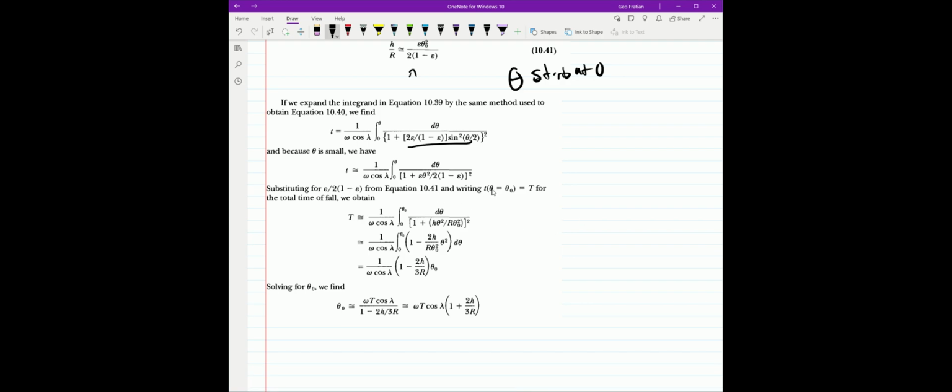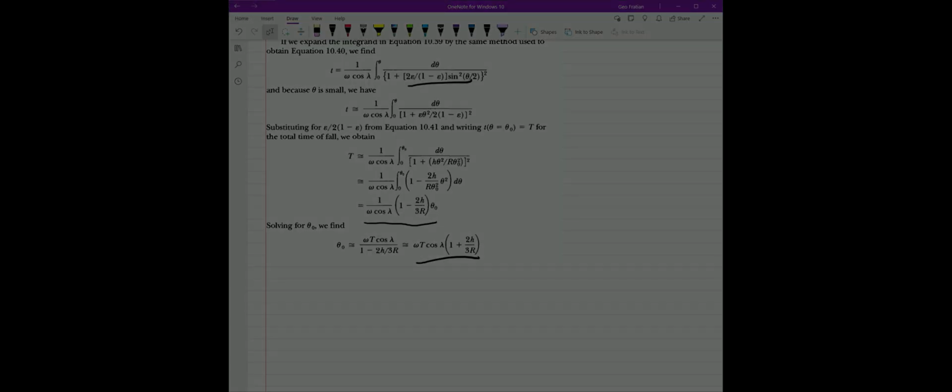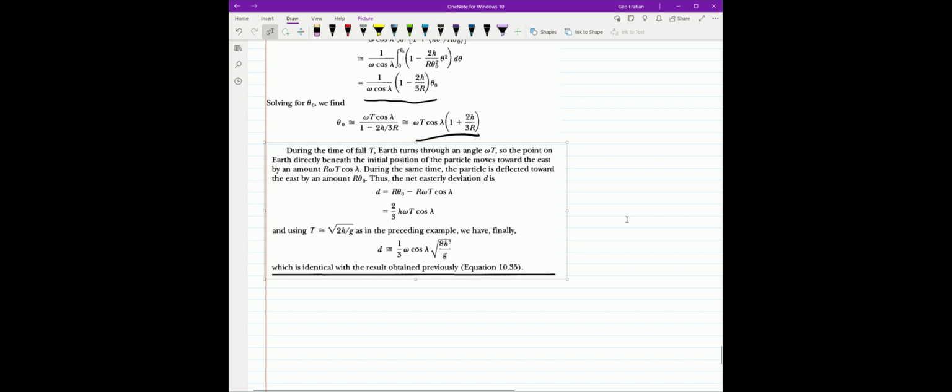And then solving for the total period of time, since we're integrating from 0 to theta naught, we're left with this expression here, 1 over omega cosine lambda, 1 minus 2h over 3R, theta naught, and we can solve for theta naught again, and we get omega t cosine lambda, 1 plus 2h over R. But during the time it takes to fall, Earth turns through an angle omega t, so the point on Earth directly below the initial position of the particle moves towards the east by an amount R omega t cosine lambda, and during that same time the particle is deflected toward the east by an amount R theta naught.